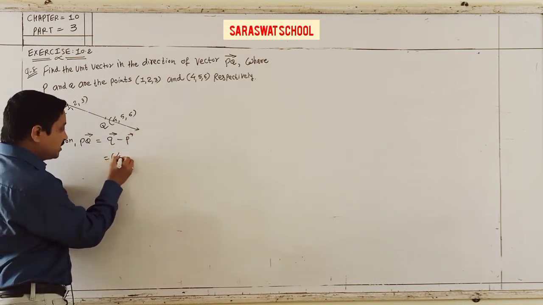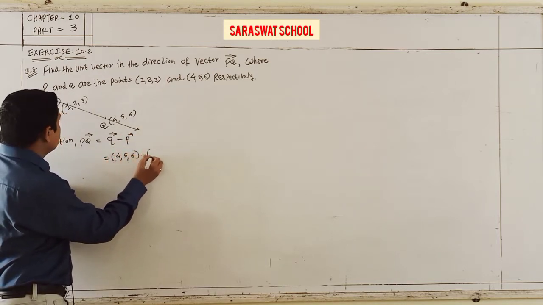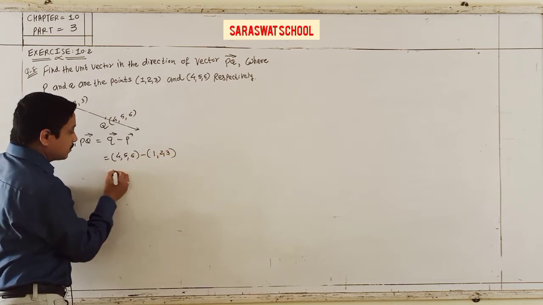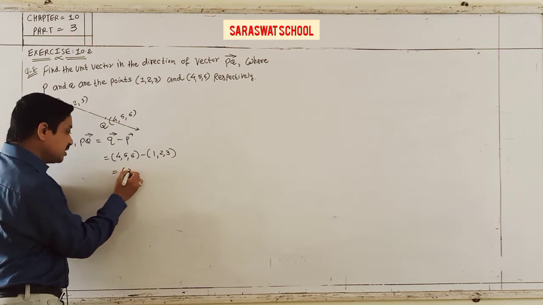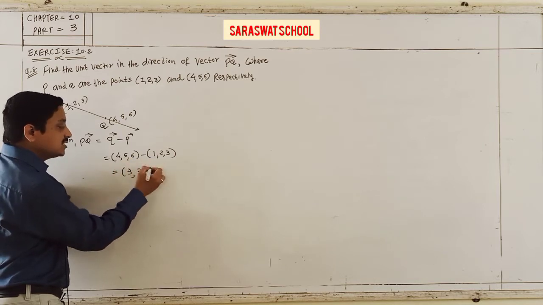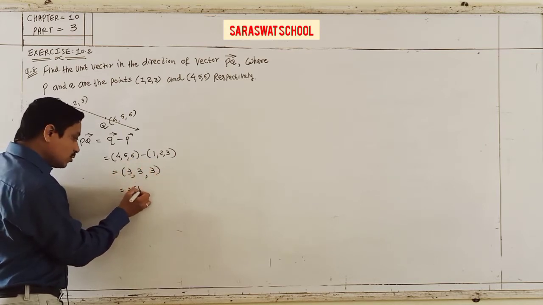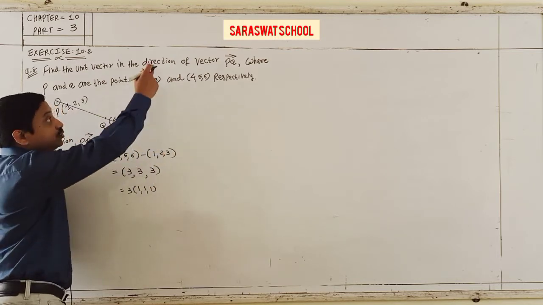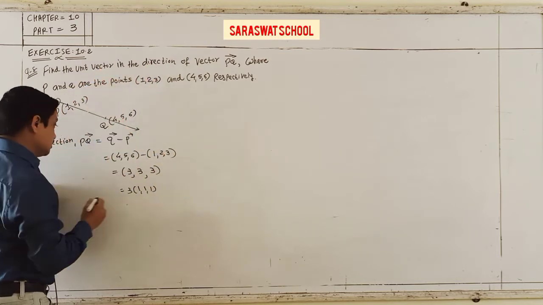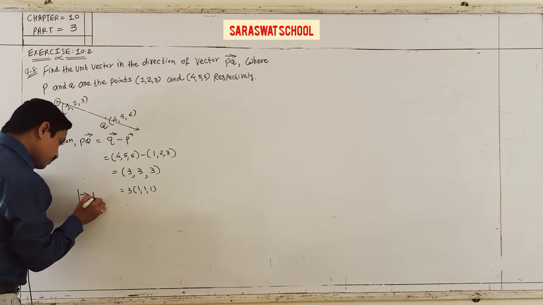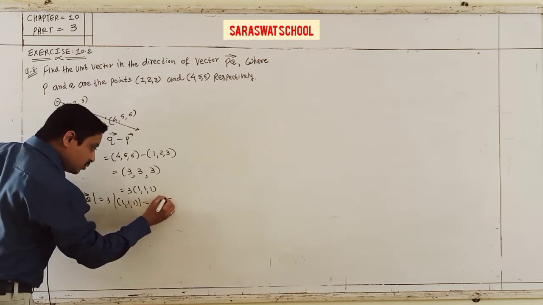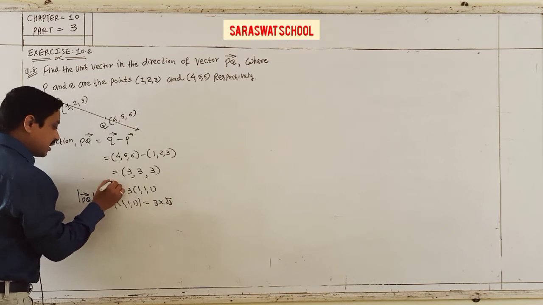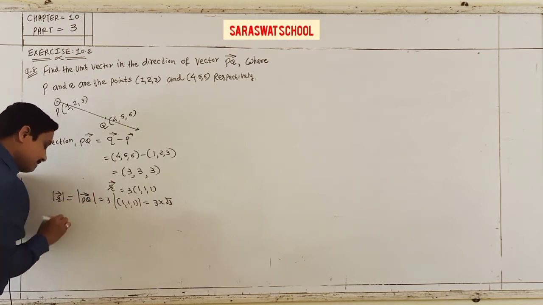Q I have (4, 5, 6), P I have (1, 2, 3). So our answer is easily ready: 4 minus 1 is 3, 5 minus 2 is 3, and 6 minus 3 is 3. 3 common, (1, 1, 1). But I want our unit vector. So students, the magnitude of PQ, (1, 1, 1), is 3 root 3. And that I consider R. It is the magnitude of R.